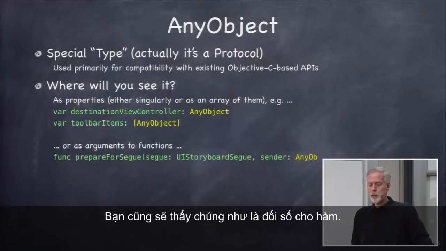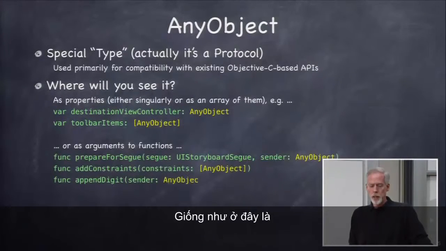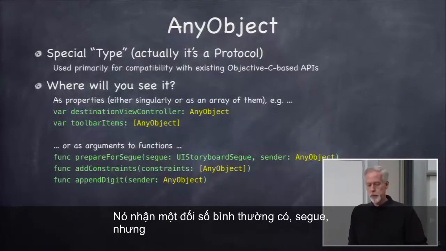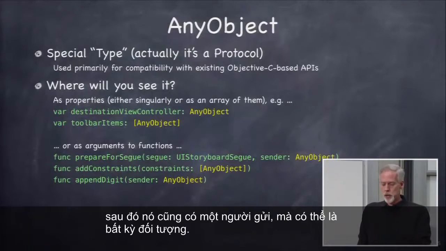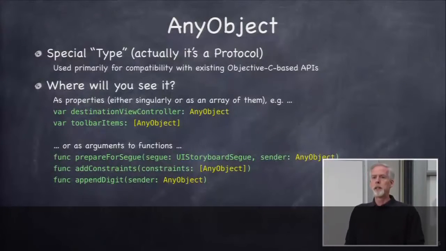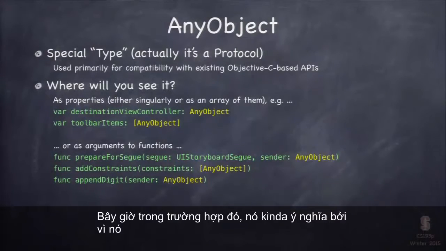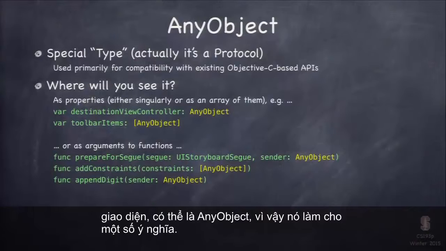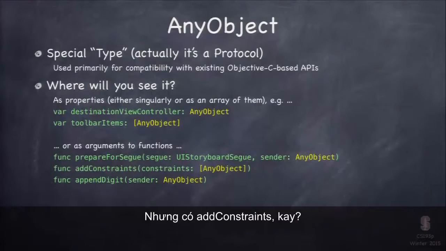You'll also see them as arguments to functions. Like here's a UIViewController method prepareForSegue. It takes a normal argument there, segue, but then it also takes a sender, which can be AnyObject. Now in that case, it kind of makes sense because it really could be any object, because whatever's causing the segue to happen in your user interface could be any object, so it would make some sense.